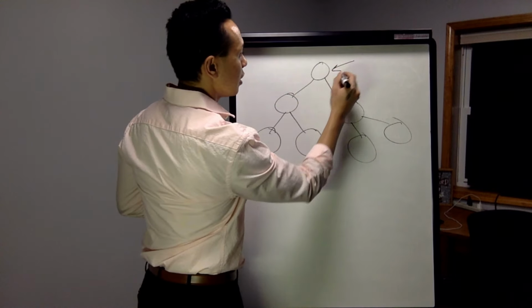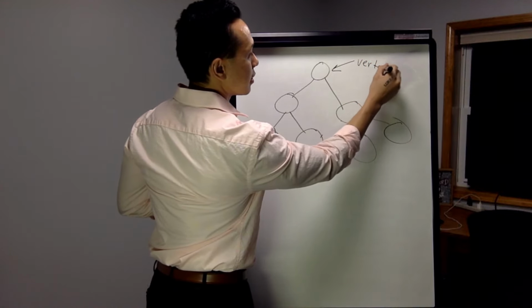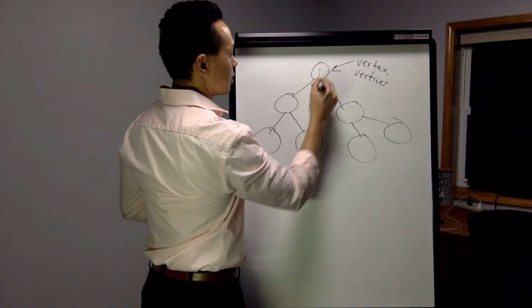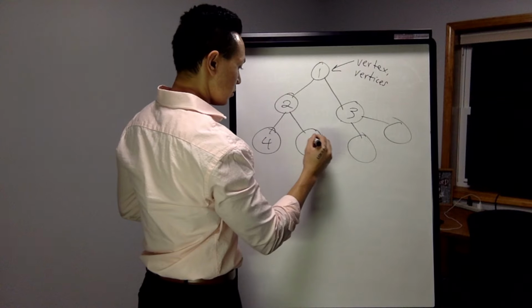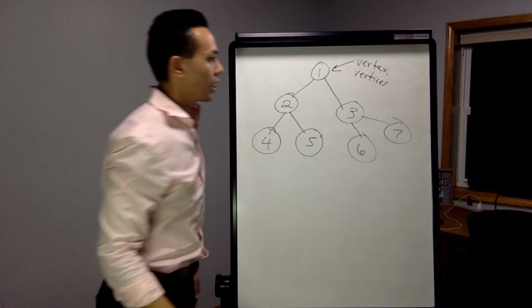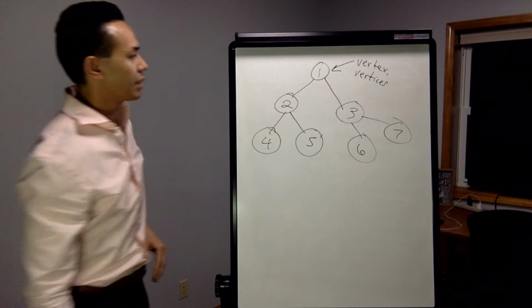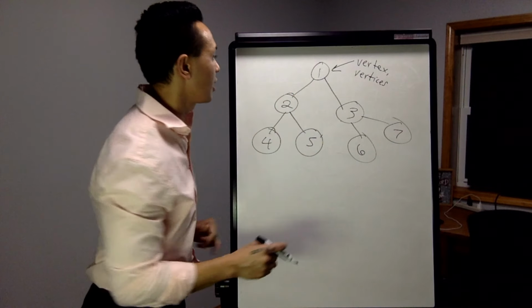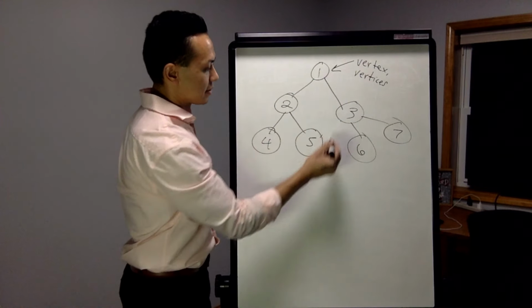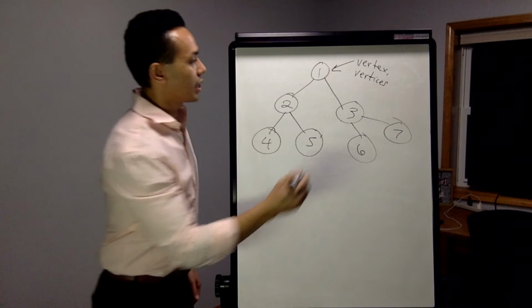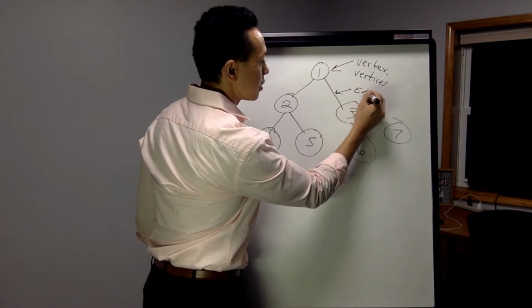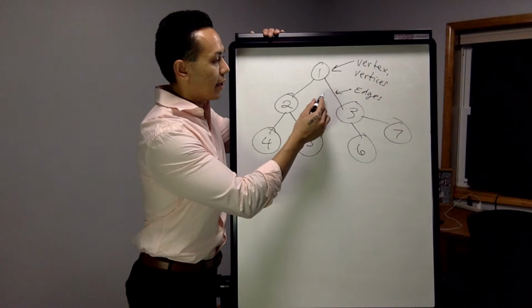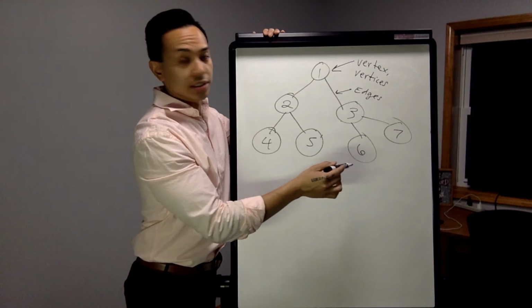Plural would be vertices. And these vertices can be thought of as, let's think of them as friends. Let's think of them as people, okay? And then these lines in between each of these vertices are called edges. And edges are a way for graphs to display the relationship between two vertices, okay?